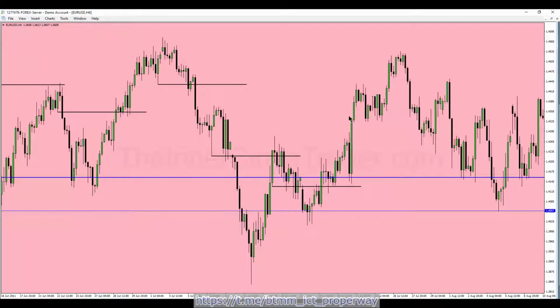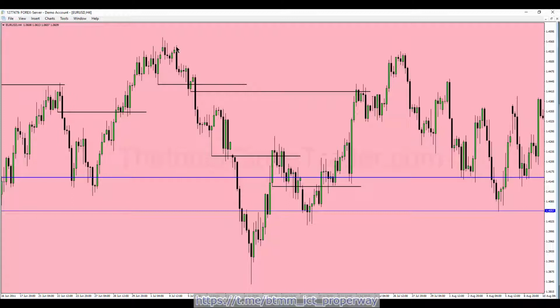Price trades all the way back up into an area at which here becomes a bearish order block right there. Gives you a little bit of a move, then eventually comes back. That would have been a stop out.